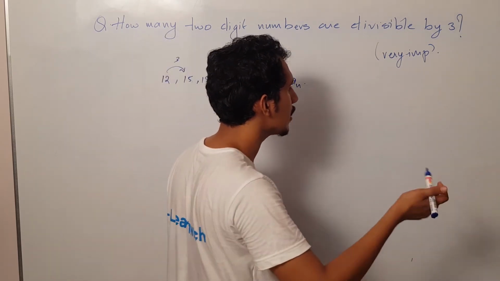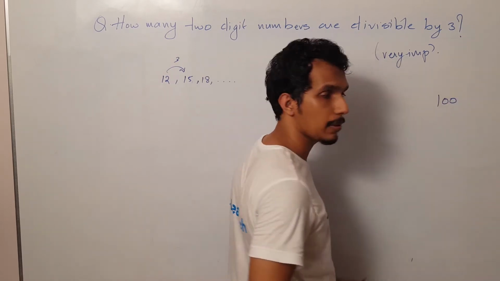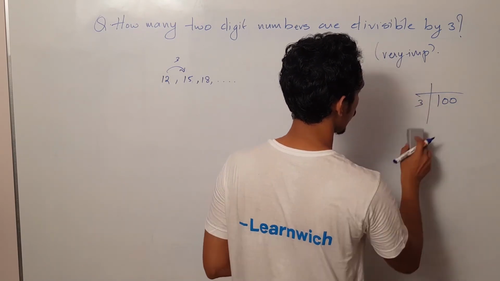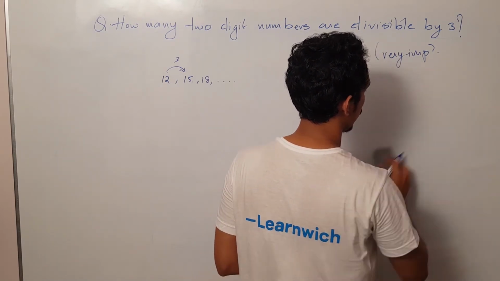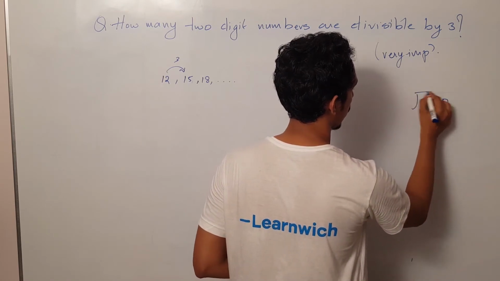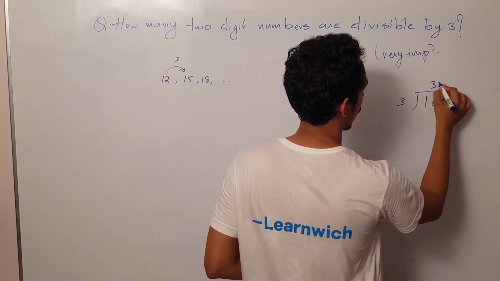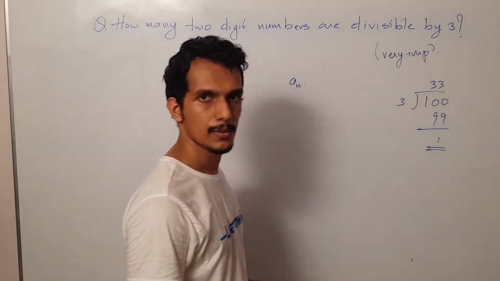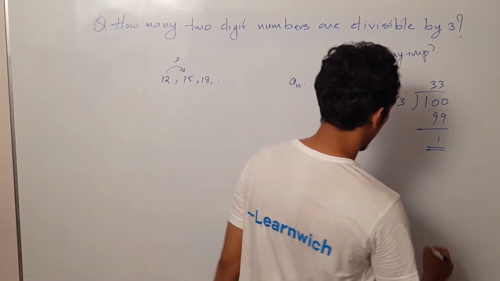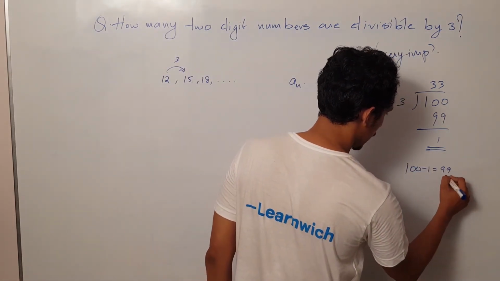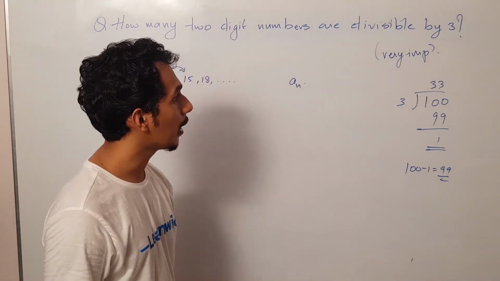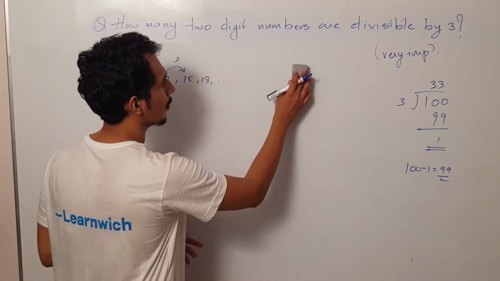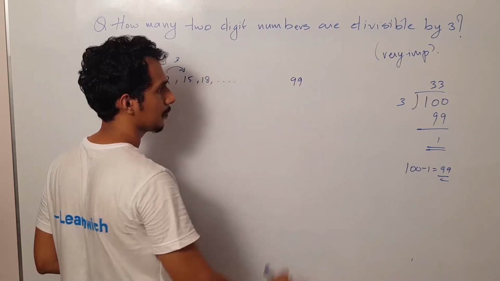What is the first three-digit number? 100 is the first three-digit number. If I try to divide 100 by 3, you get 33, which is 99, and the remainder is 1. So subtract this remainder from 100. 100 minus 1 is 99, that is your last two-digit number that is divisible by 3. So an here will be replaced by the last number, that is 99.